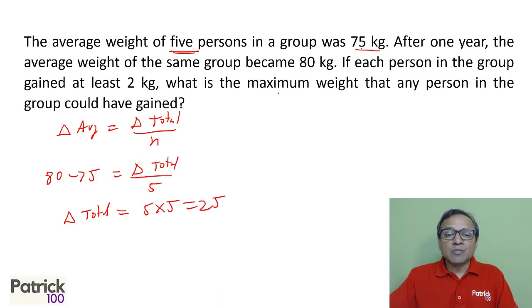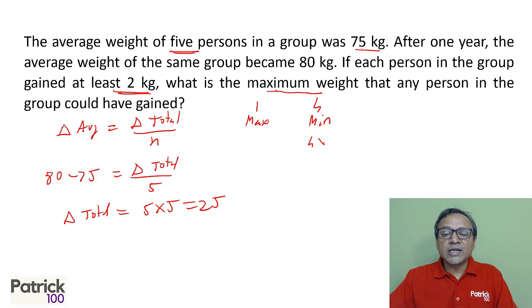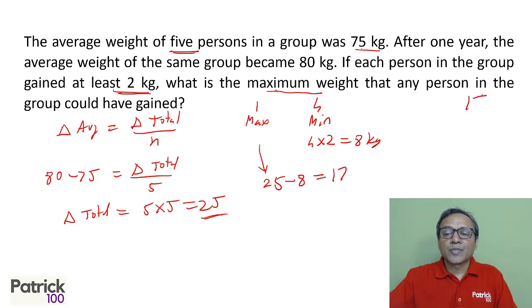Now we want the maximum. If anybody wants to maximize something, you have to minimize everything else. So if I want one person as maximum, that means 4 people should be minimum, and they have said the minimum is 2 kgs. That means 4 people should increase by 2 kgs, which becomes 8 kgs. So the rest of the increase, which is 25, should be by the person with the maximum, which is 25 minus 8, which will give you 17 kgs. So the answer will be 17.